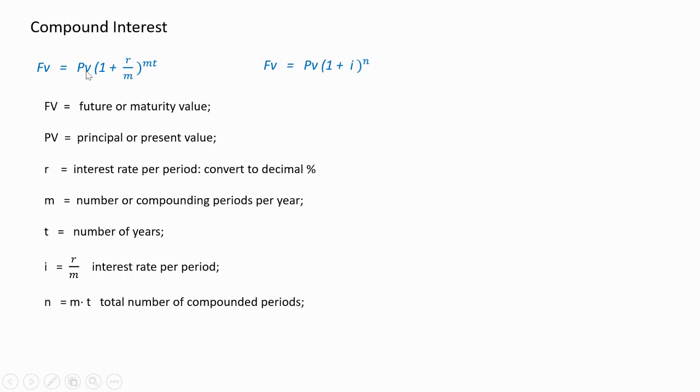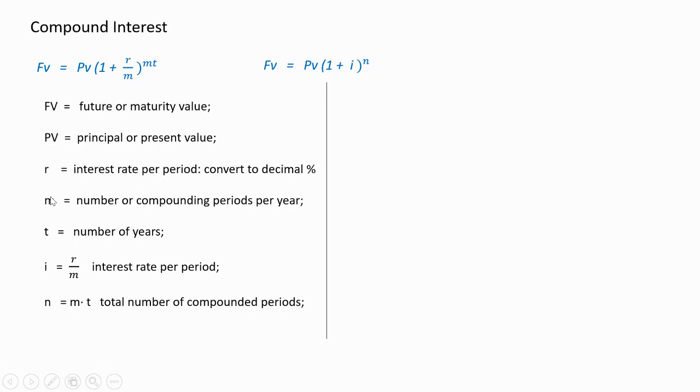This formula, the future value equals present value, parentheses 1 plus r divided by m, close parentheses to the power of mt, is the same formula as the one on the right here, because the i is equal to r divided by m, and the n is equal to mt. This formula on the right is easier to plug into the calculator. The FV stands for future or maturity value. The PV stands for principal or present value. The r stands for the interest rate per period converted to decimal, as I mentioned earlier.